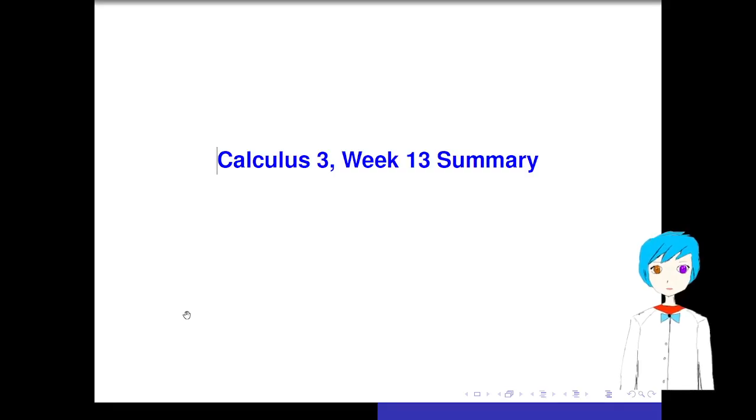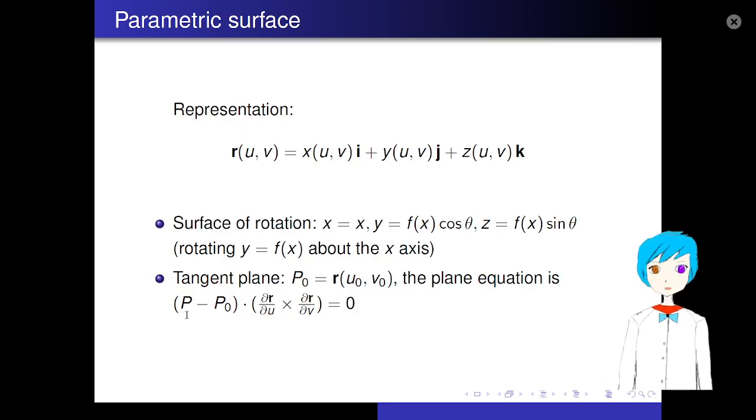Today we are going to do a review of our week 13 lectures. In this week, we talk about parametric surface and surface integral. Parametric surface is a surface parameterized by two parameters, which we denote by u and v. The equation is r = x(u,v)i + y(u,v)j + z(u,v)k.